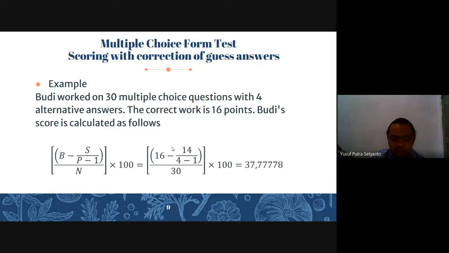So the advantage of this scoring technique is that it is able to minimize speculation in student answers. If students know that a wrong answer will have an impact on the score, which means that if they choose the wrong answer, the score will be decreased, then the students will choose to leave the answer blank to avoid subtraction.